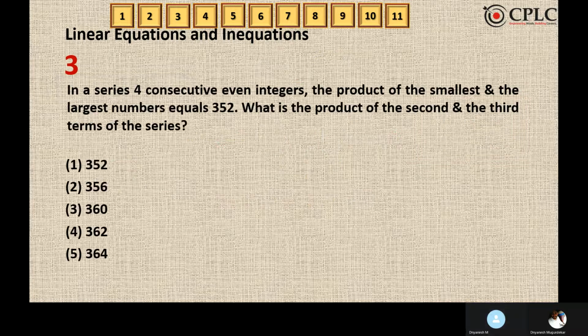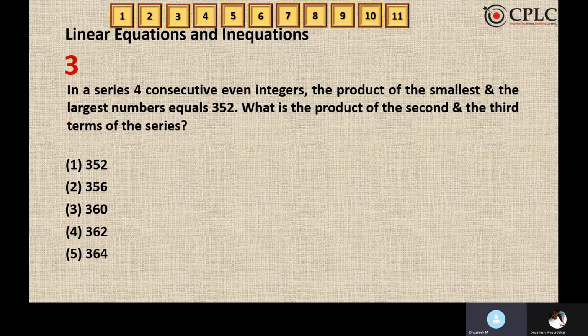Third one, in a series of 4 consecutive even integers, the product of the smallest and the largest numbers is equal to 352. What is the product of the second and the third term of the series? So let's first of all try to understand how you can represent 4 consecutive integers. Consecutive is back to back, even integers, even numbers, you know that now. So suppose the first number is x, the immediate next even number will be x plus 2. One after that will be x plus 4, and one after that will be x plus 6, basically.